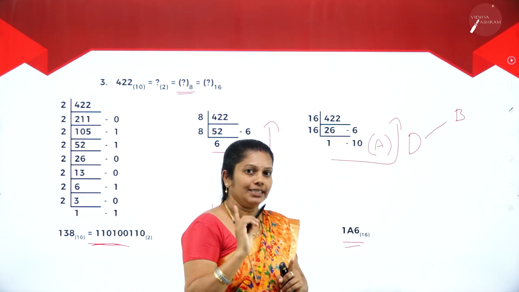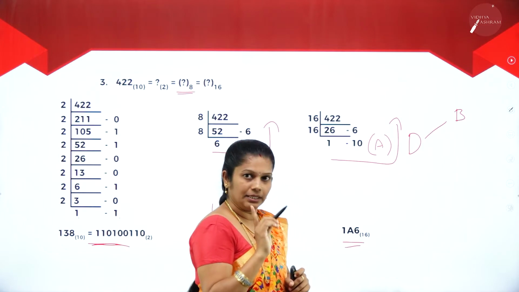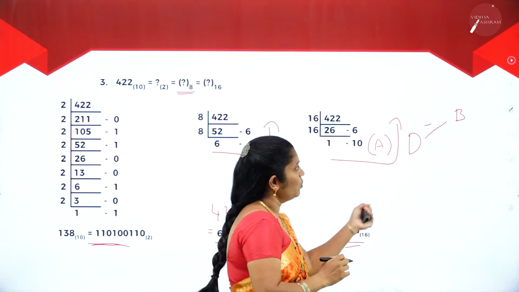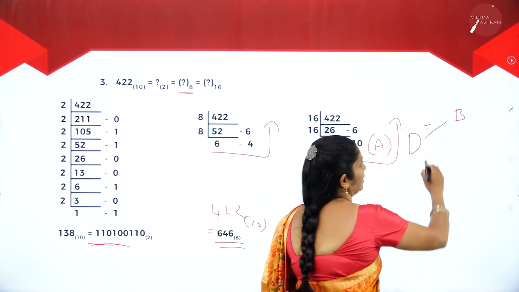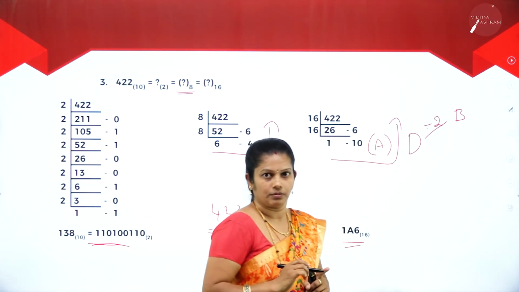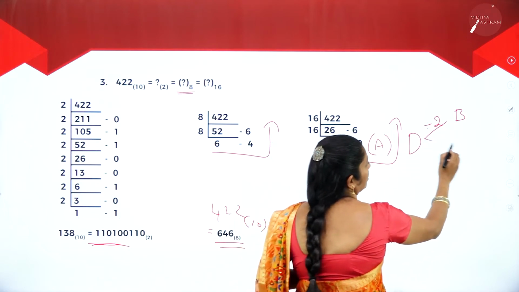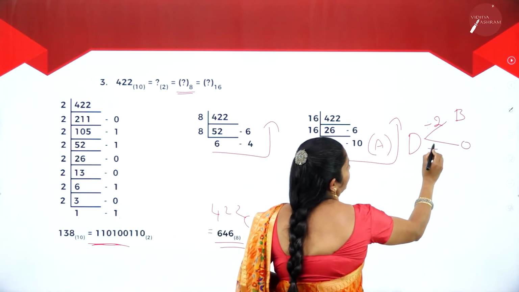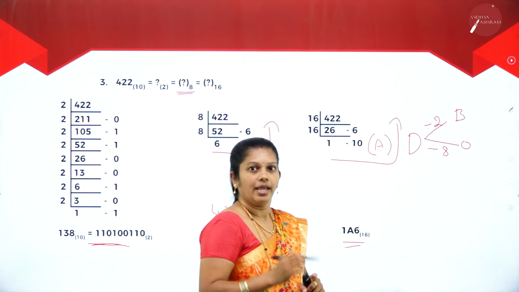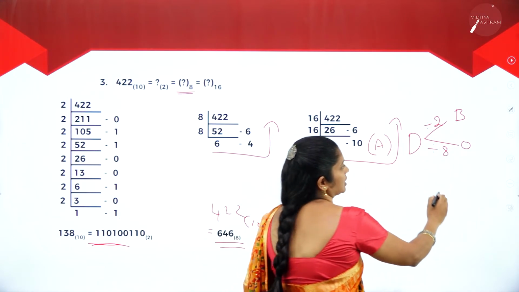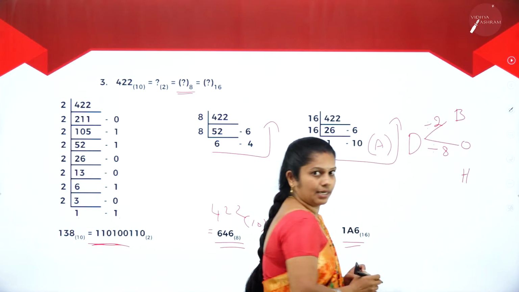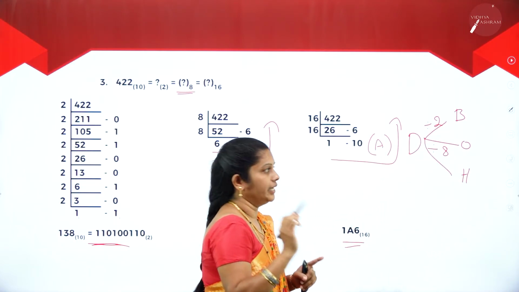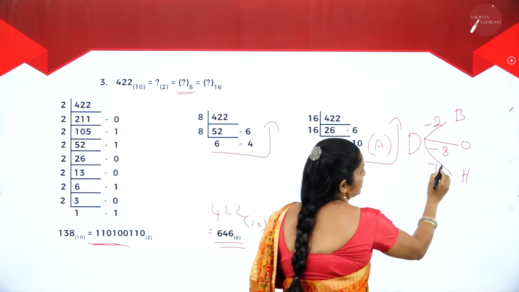If I want to convert any decimal number to binary, then the division process you have to follow. We want to convert this into binary, that's why divide by 2. If you want to convert this decimal number to octal, then once again the division process only, but divide by 8. In the same way, if you want to convert this decimal number to hexadecimal, then once again the division process only you have to follow, but divide by 16.